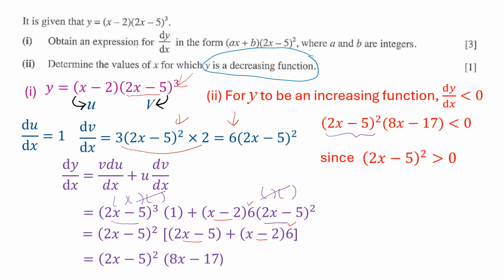But you want the final product to be a negative value. So if this guy is plus, this one has to be negative. Plus and minus then gives you negative. So 8x minus 17 will have to be less than 0. x will be less than 17 over 8.